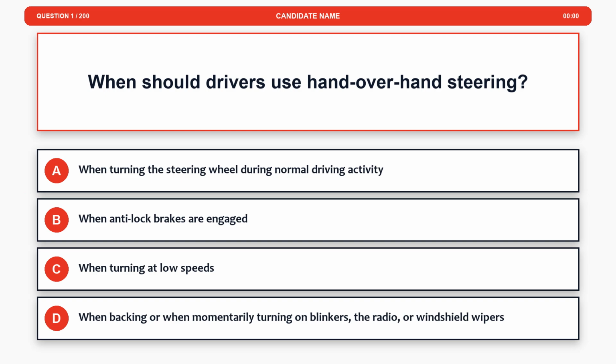Question 1. When should drivers use hand-over-hand steering? Option A. When turning the steering wheel during normal driving activity. Option B, when anti-lock brakes are engaged. Option C, when turning at low speeds. Option D, when backing or when momentarily turning on blinkers, the radio, or windshield wipers.